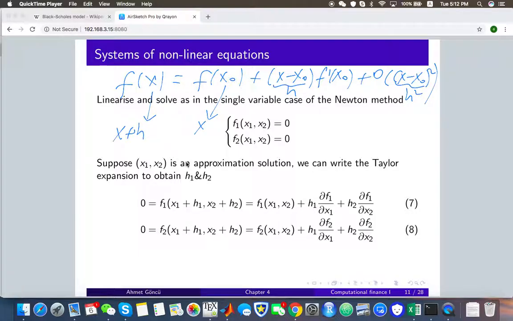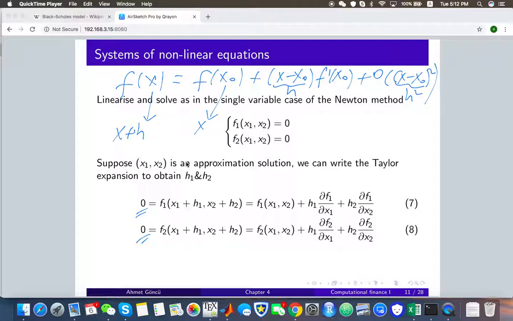So we want to set the left hand side of the equation equal to 0, and we can solve the right hand side with respect to h. The same thing applies here: we set the left hand side equal to 0 because we are looking for the root of this problem.